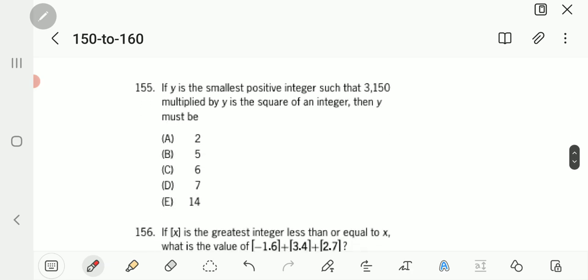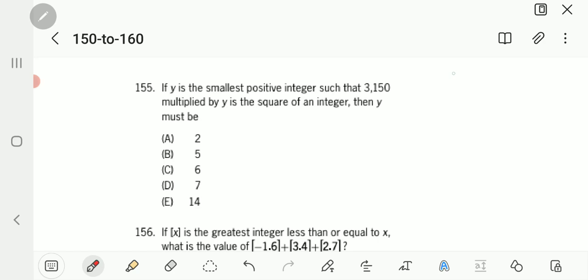If y is the smallest positive integer such that 3150 multiplied by y is the square of an integer, then y must be what? First, let's remember what they're asking here. What can we use to multiply a number to get a perfect square?